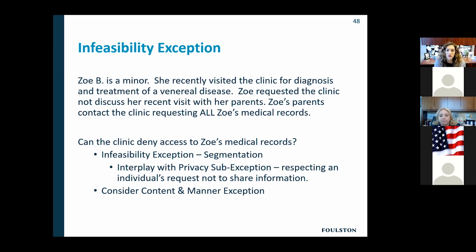However, as we've discussed before, and we haven't gotten to it yet, but we promised we will get to it, you might need to consider the content and manner exception here, where maybe it's providing her parents with PDF copies of all the records, with the exception of the venereal disease treatment records, or otherwise giving them access or providing those records in some manner that would not violate Zoe's request to not share the information from the venereal disease treatment.